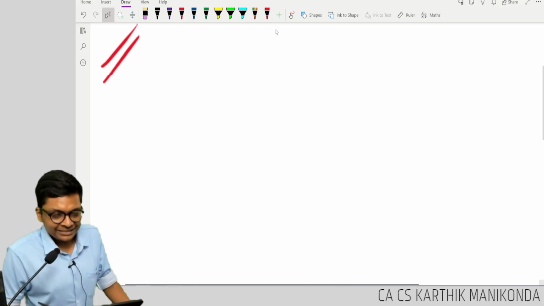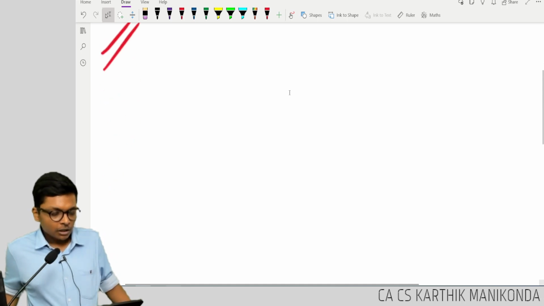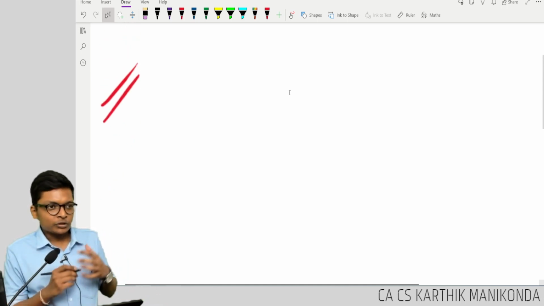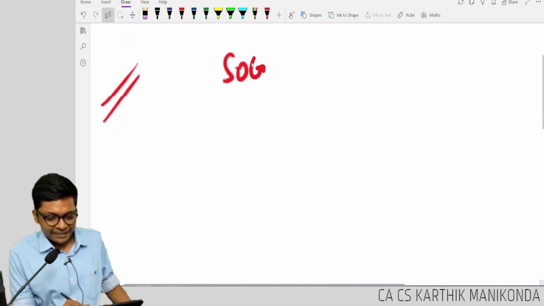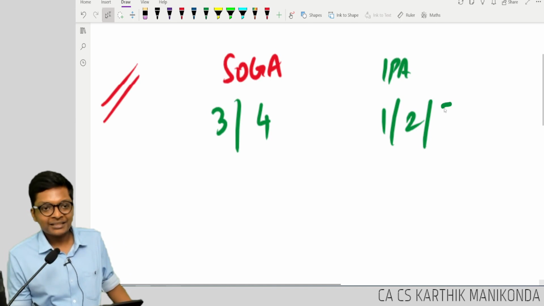Okay, in this session what we are going to target is, we earlier completed a few topics, Sale of Goods Act Unit 1 and 2. So what we have pending now is Sale of Goods Act Unit 3 and 4 and Indian Partnership Act 1, 2 and 3.